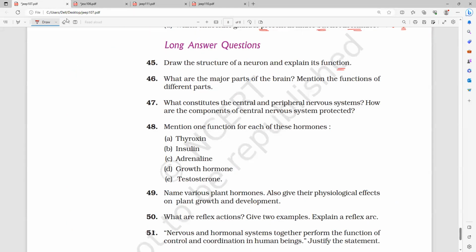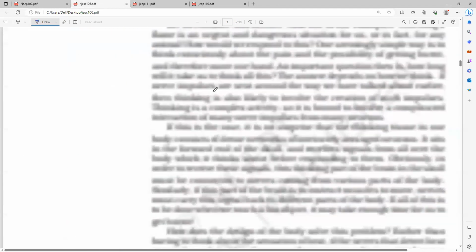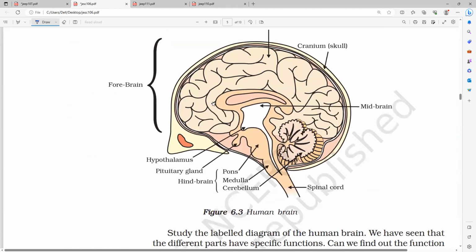Page number, mark it. What are the major parts of the brain? Mention the functions of different parts. You only need to learn what we have. The major parts are forebrain, midbrain, and hindbrain. Hindbrain has three parts: pons, medulla, and cerebellum. Write each one point.